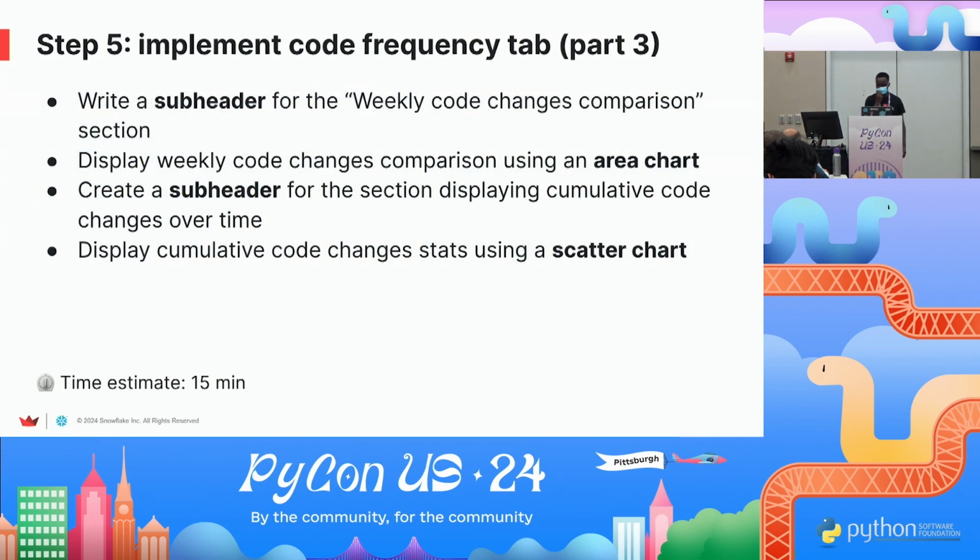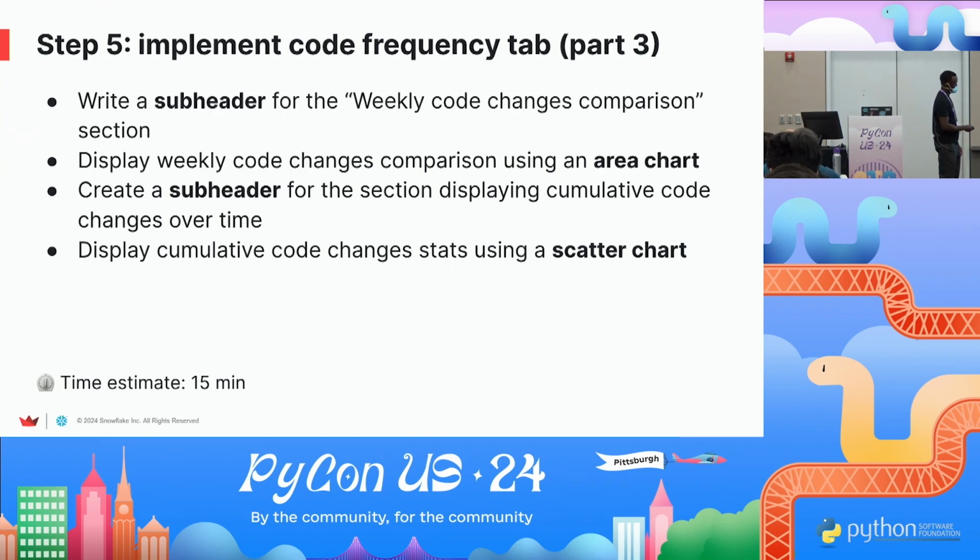And in this next part, we'll just need to write a subheader. And the title for the subheader should be Weekly Code Changes Comparison. We're just comparing weekly changes that have happened with the code that's been added to the repo, and displaying the weekly code changes comparison using the area chart. So here we want to use the st area chart to display this data. And you can feel free to add or play around with different charts to see how they look when you add them on there. This is just the one we picked for this one.